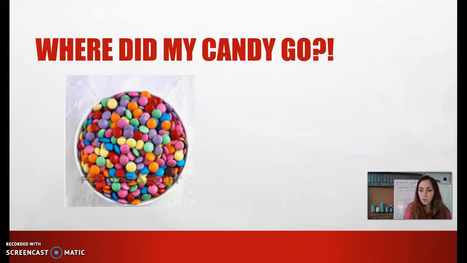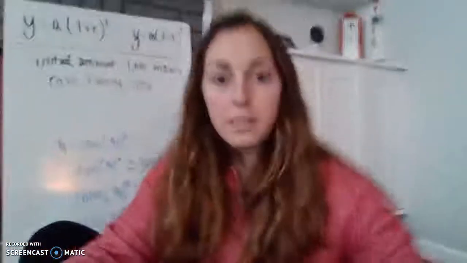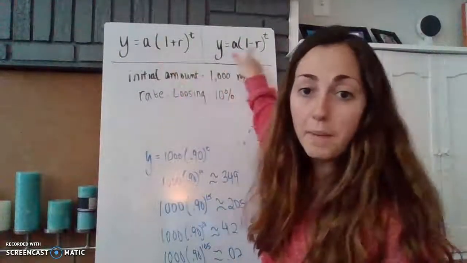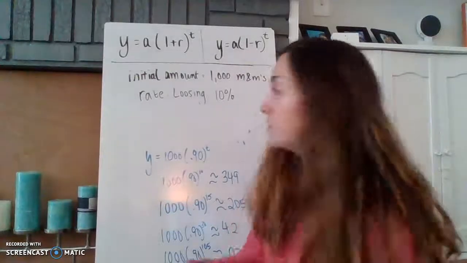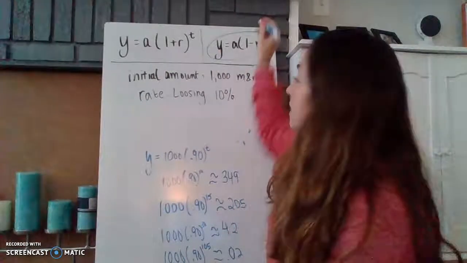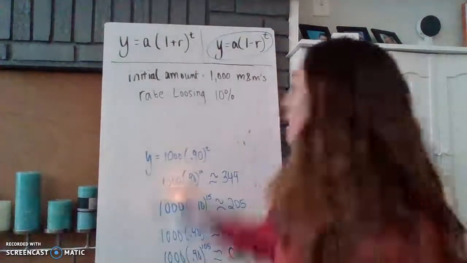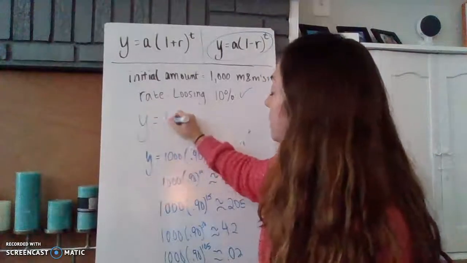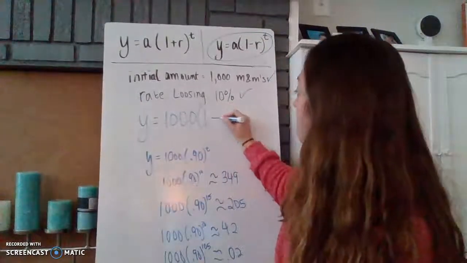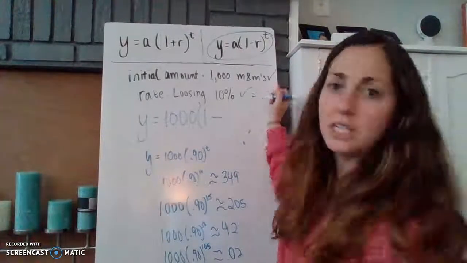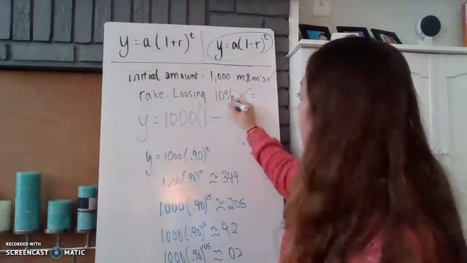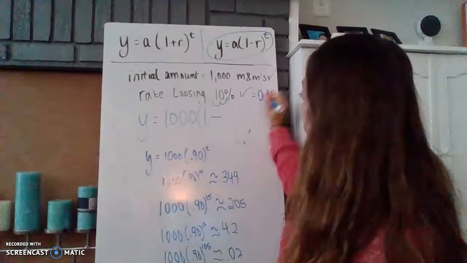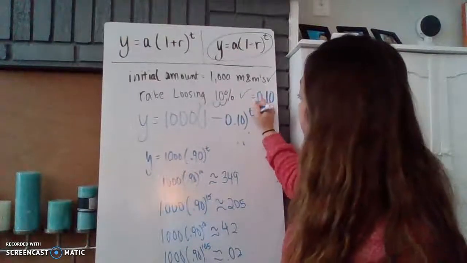So the first thing you need to ask yourself, decreasing, is that going to be 1 plus r or 1 minus r? Am I decreasing? I'm decreasing. So decreasing, that's that decay, right? It's going down. I started with 1,000 M&Ms and now 10%. So my equation is y equals 1,000 times 1 minus 10%. Ooh, I got to change that to a decimal. So move the decimal 2 places. So it's 0.10 to the t power.